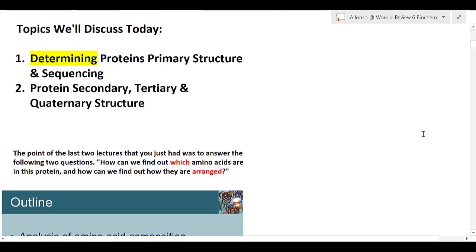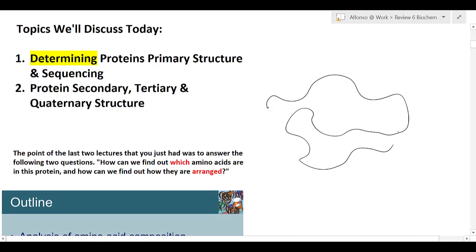Okay, so the point of the last 2 lectures that you guys just had was to answer the following 2 questions. How can we find out which amino acids are in this protein, and how can we find out how they are arranged? So the whole point of your last few lectures was to say, hey, let's say that we have this polypeptide or this protein. How can we identify, or how can we figure out what type of amino acids are in here? Does that make sense? So you have a protein, now you want to know what type of amino acids are in this protein. How can you figure it out?